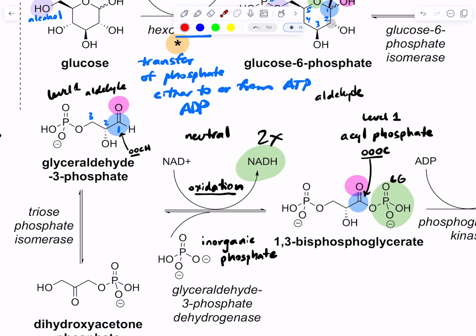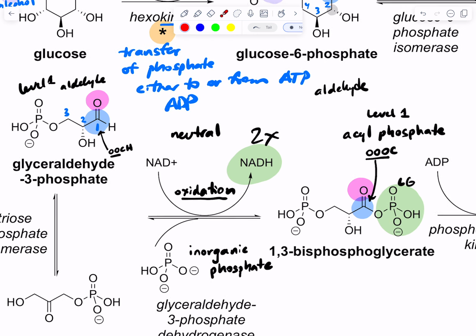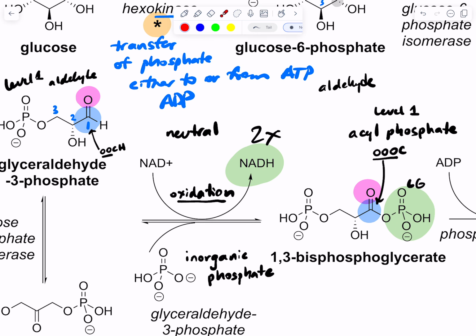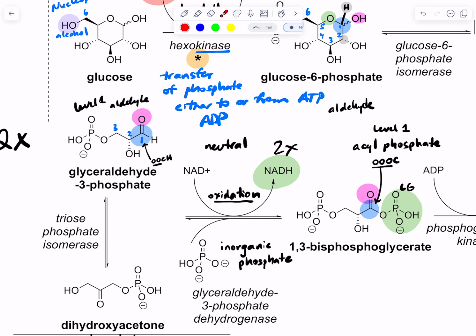All right. We need to talk about how this oxidation happens, and it would be useful ahead of time to focus on what's missing. So what do you notice about the aldehyde that is gone in the acyl phosphate? What's missing?